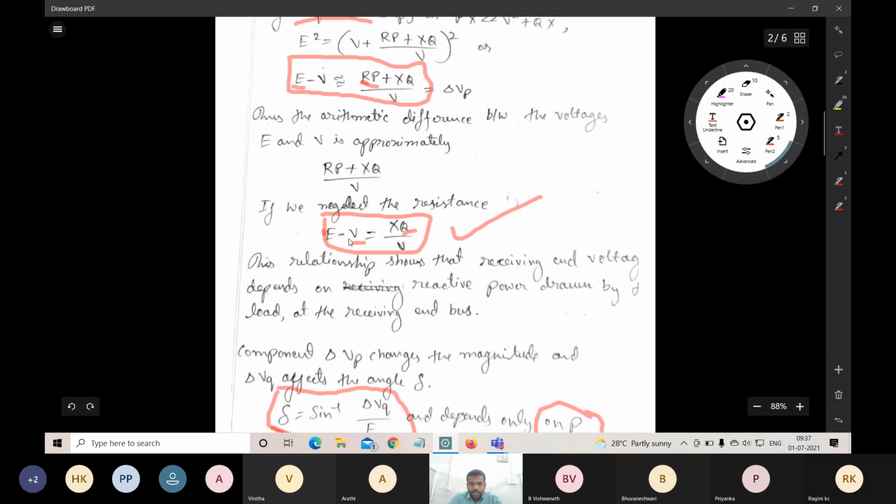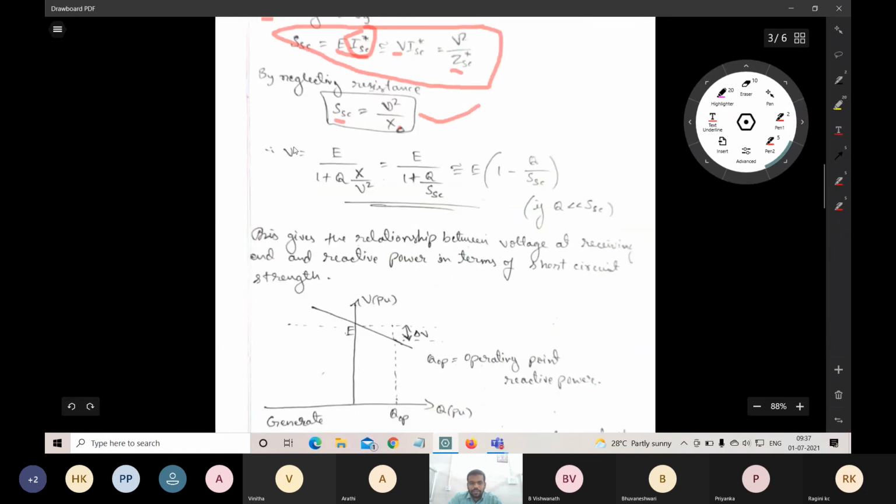So here V is equal to E minus xQ by V. V is equal to E minus xQ by V. So here it's given by E divided by 1 plus Qx by V square. Simplify the equation. So V is equal to E divided by 1 plus Qx by V square.